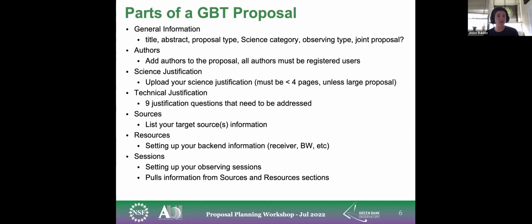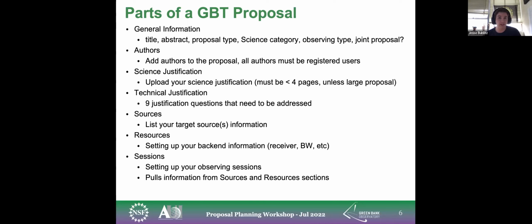On the main page, you need a title and an abstract. You need information about the type of proposal and the science that you're going to be carrying out with it. And information like if it's a joint proposal, whether or not it's related to a previous submission of a proposal. Then you need to add all author information. These all need to be NRAO registered users in order for you to find their name and add them to the proposal.